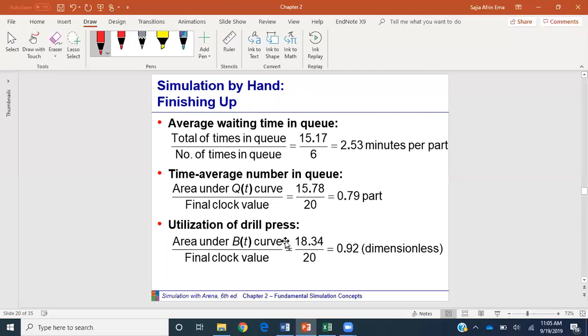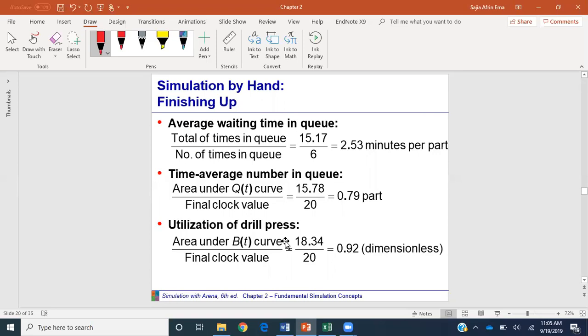So this is the conclusion of this tutorial. We get to know how Arena keeps track of its clock, how it keeps track of variables like the number of parts which completed the service, the number of parts which completed the queue, the total waiting time of parts in the queue, the number of parts in the queue so far, and then the utilization as well.